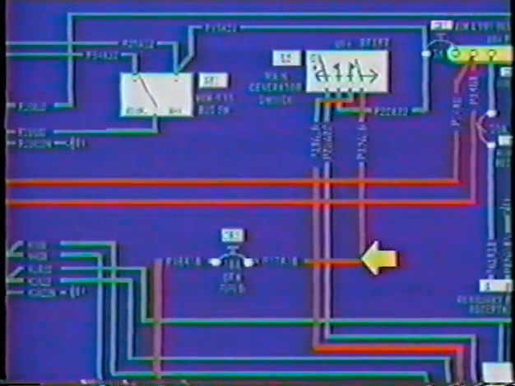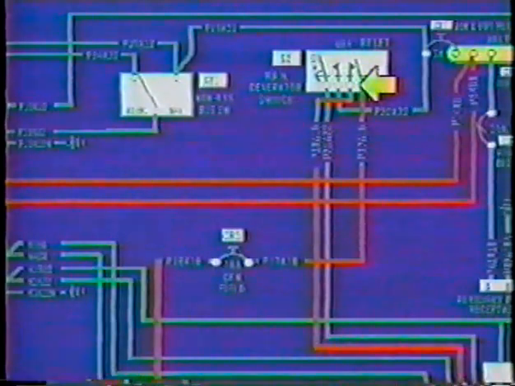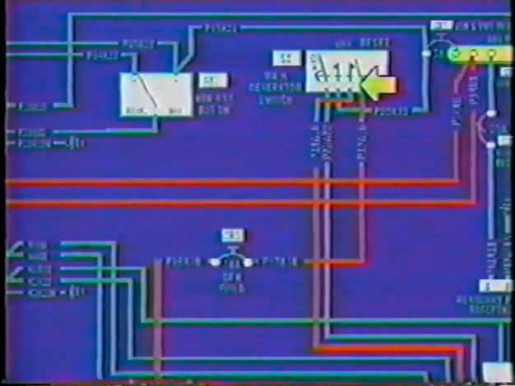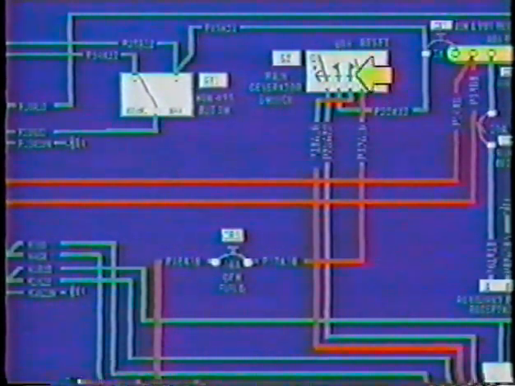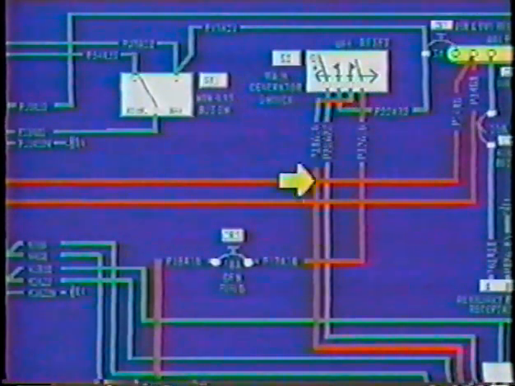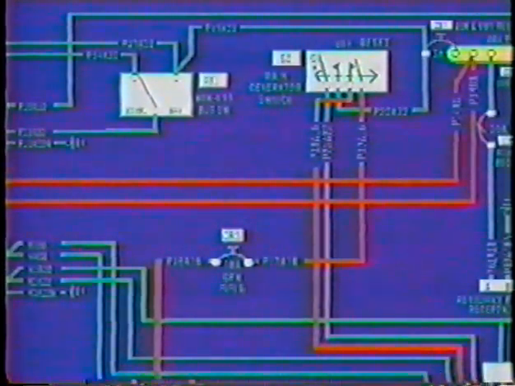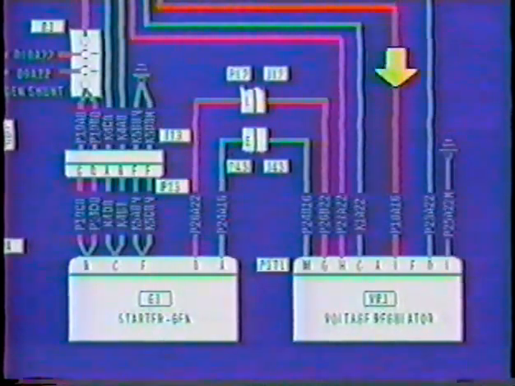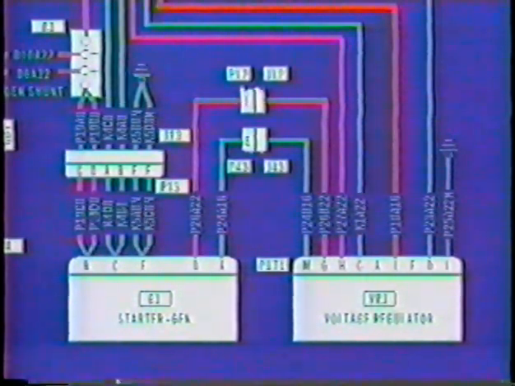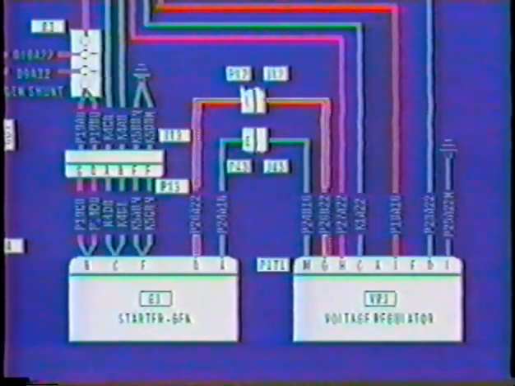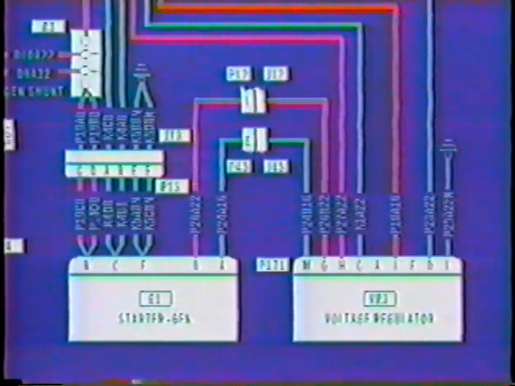Follow the trace through the generator field circuit breaker to the generator switch. Remember, the generator switch is on. So that same power continues through the generator switch to the voltage regulator pin J. The undervoltage condition is sensed by the voltage regulator, and it attempts to compensate by regulating the resistance in the generator's shunt field windings using the voltage regulator's pin G to the generator's pin D.